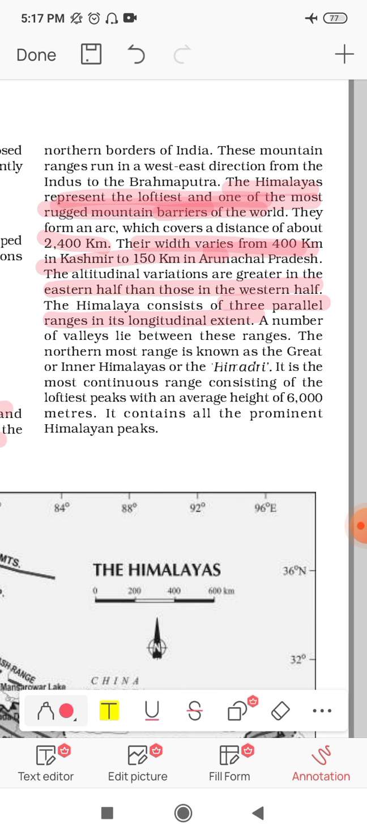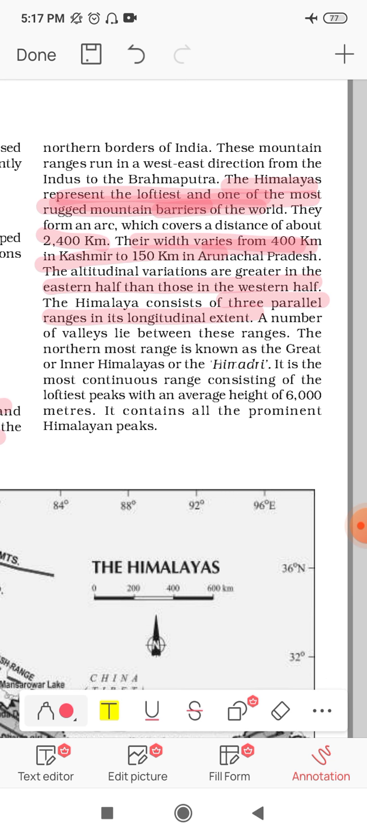First, there are a number of valleys in between these ranges. Okay, so the first, or the northernmost, range of Himalaya is Great Himalaya, Inner Himalaya, Himadri Himalaya. This is the northernmost parallel range of Himalaya. It is the northernmost one, and it is the most continuous range consisting of the loftiest peaks.